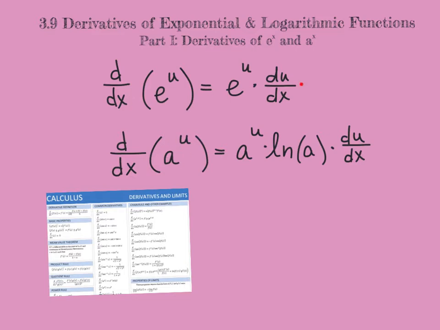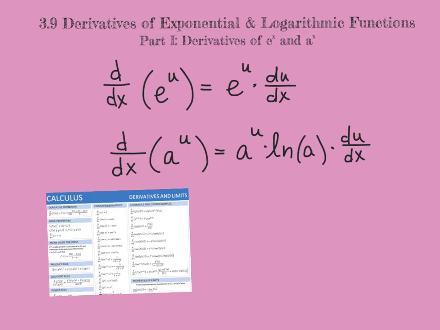So I'm writing these out using the chain rule. The derivative of e to any function u is itself, e to the u, times, of course, the derivative of u. Then the derivative of a to the u, such as 2 to the x, is a to the u times the natural log of a, the base, times, using the chain rule, the derivative of u.